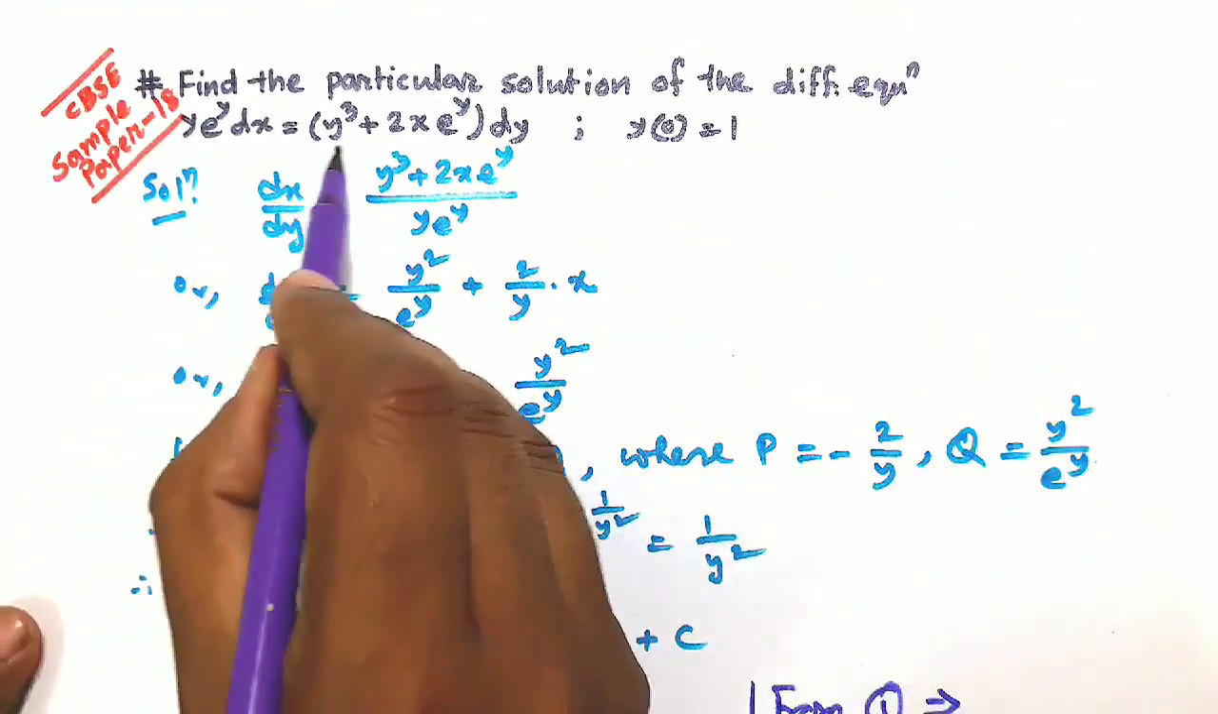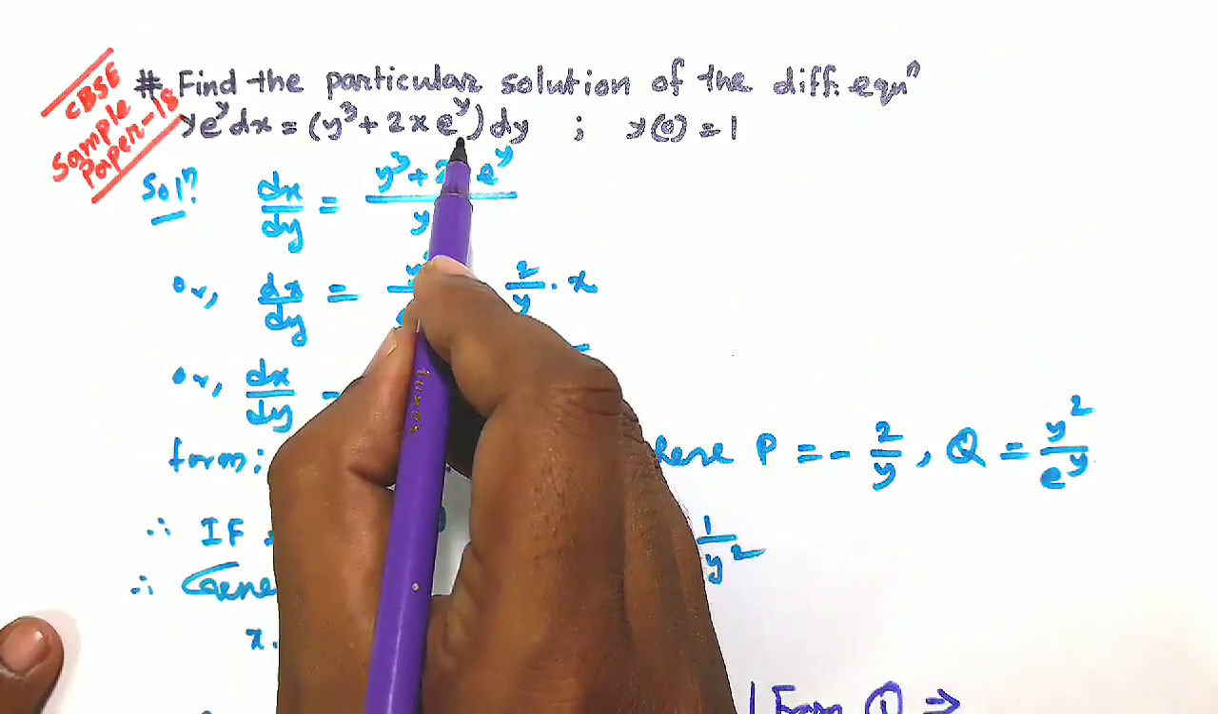y e to the power y dx is equal to y cube plus 2x e to the power y dy.